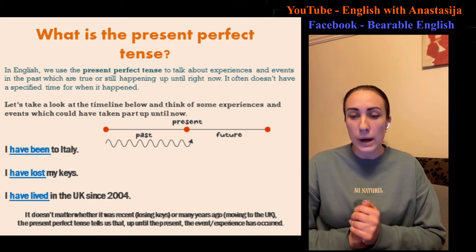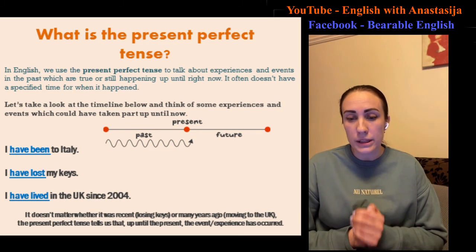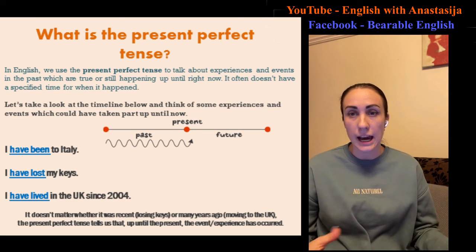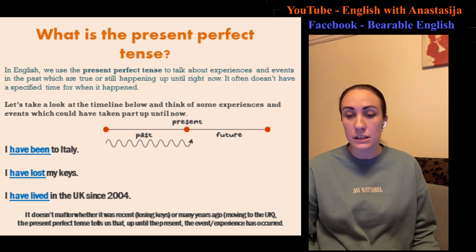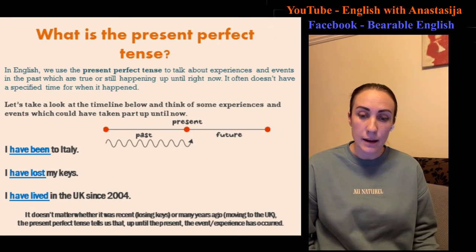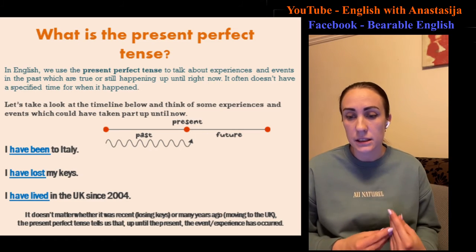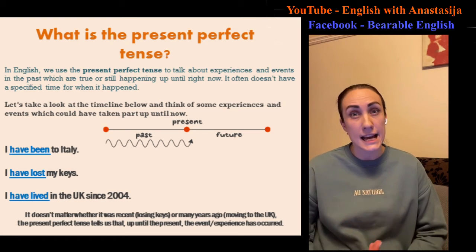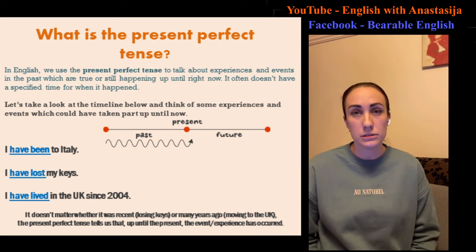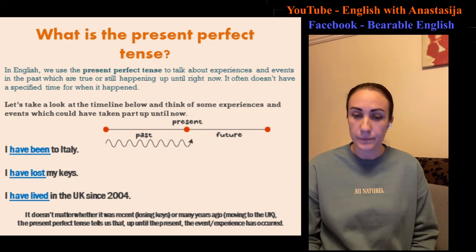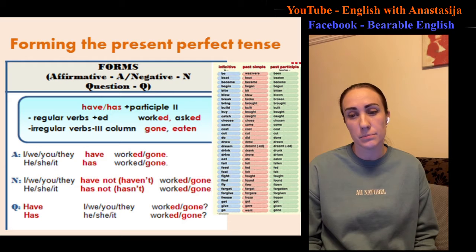It doesn't matter whether it was recent, the action, so losing the keys, or many years ago, me moving to the UK. The present perfect tells us that up until the present, the event or experience has occurred. So all that matters is that you have a result in the present. Okay? Hope that's clear, and let's move on to the formation of the present perfect.